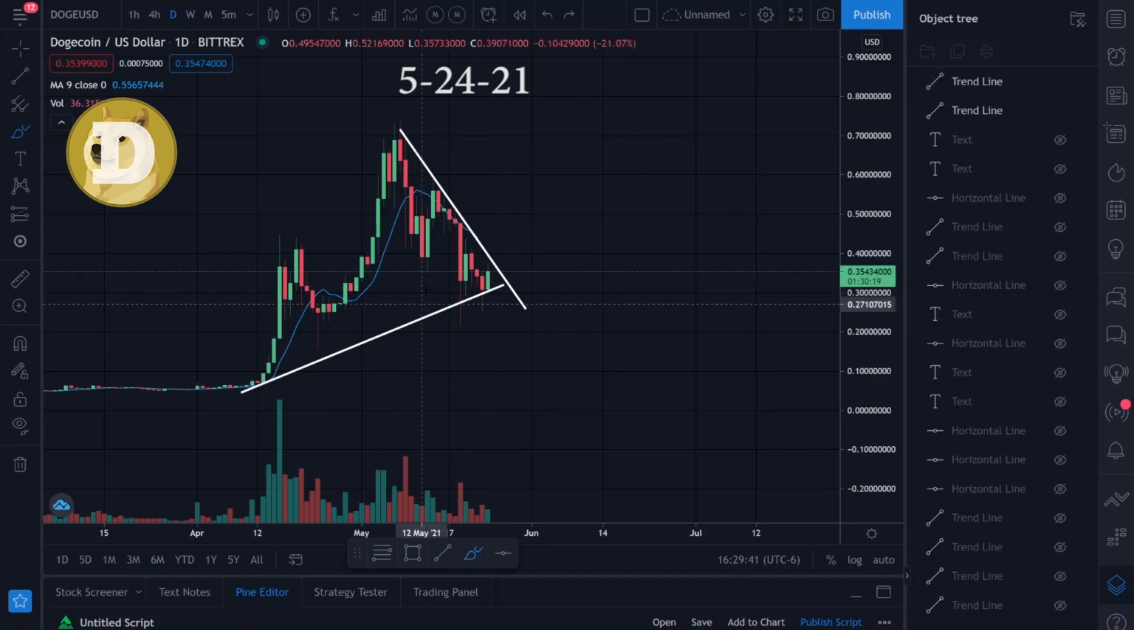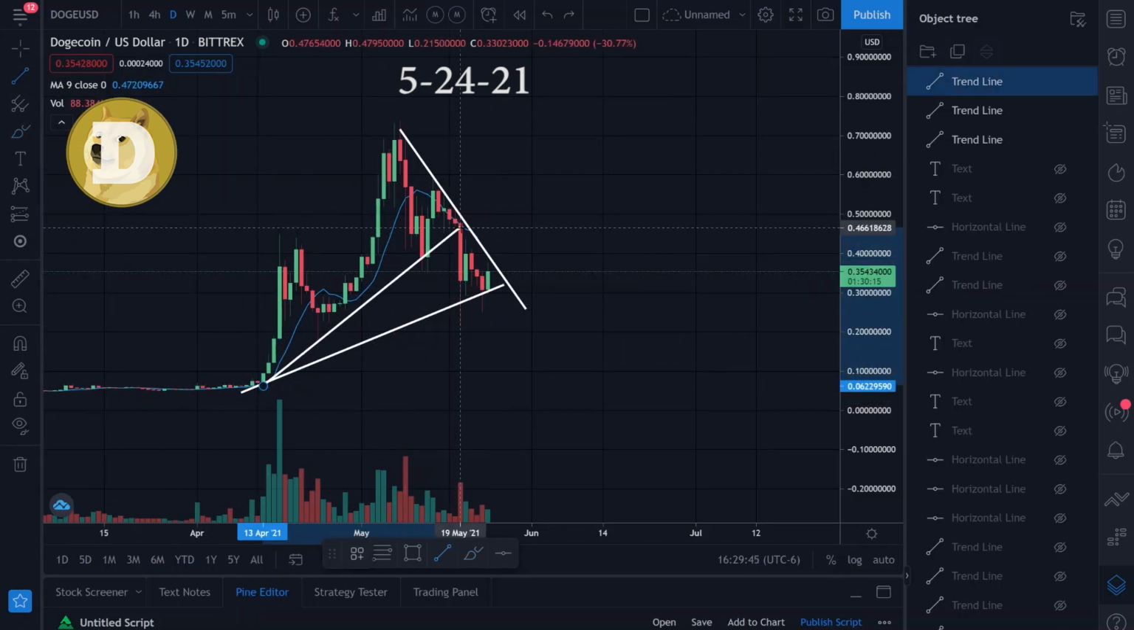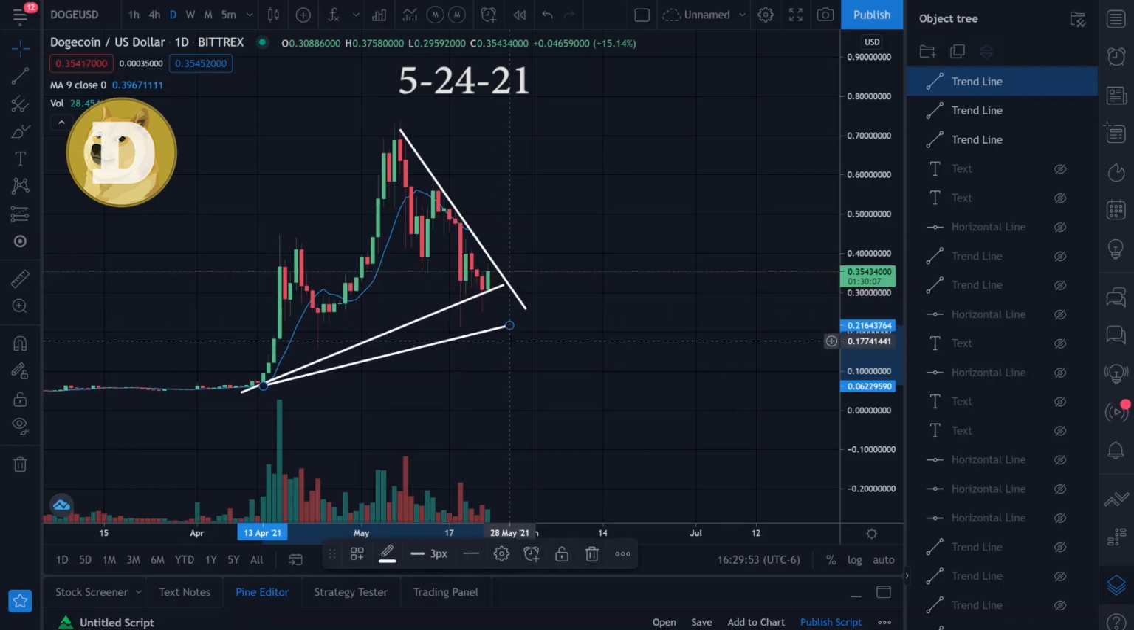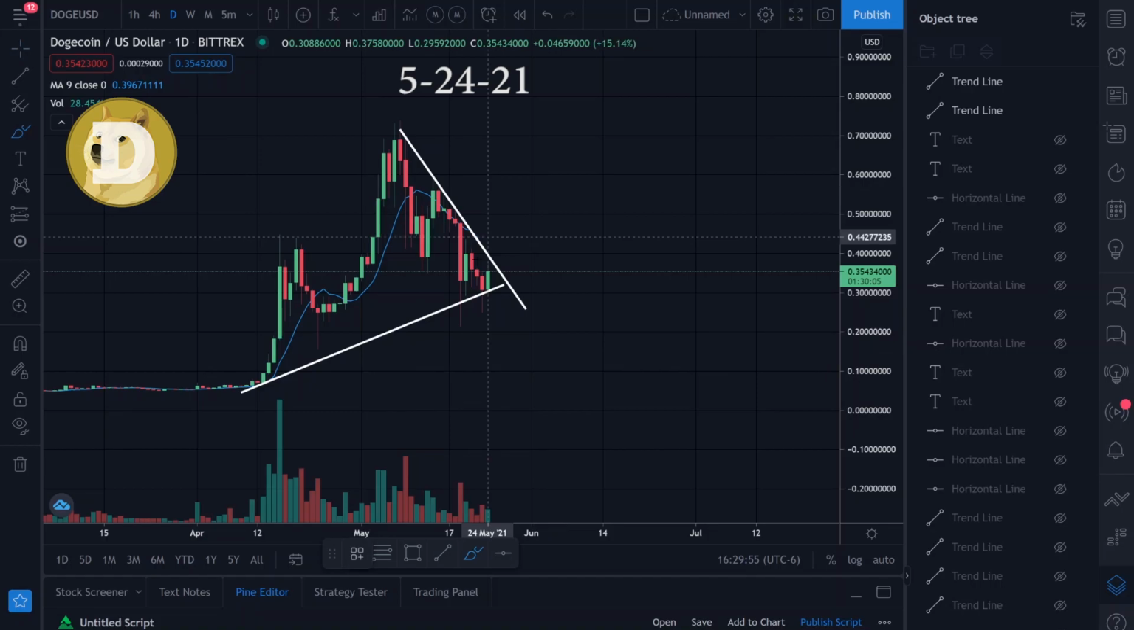Because technically it was an uptrend, kind of something more like this. It was like this, and then it broke it like this, and then now it's breaking it like this. Now it's right here. So who's to say that it's not going to break to the downside again?